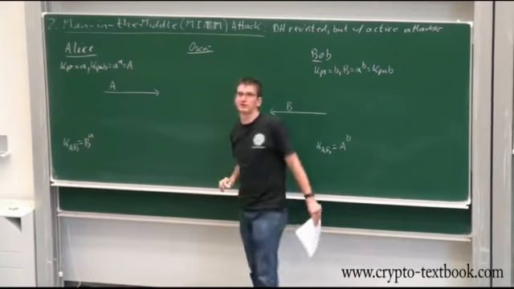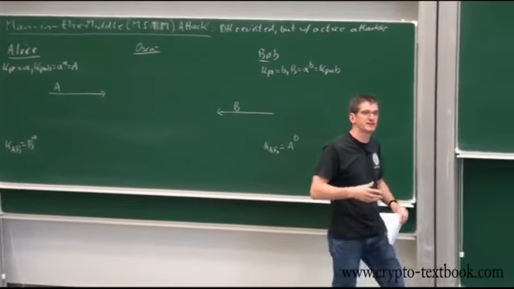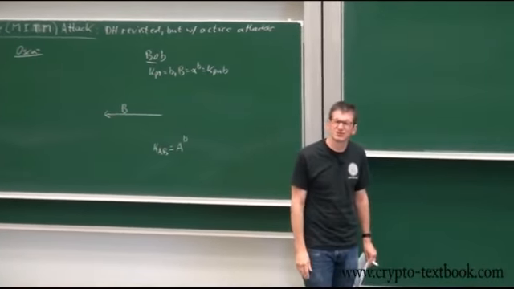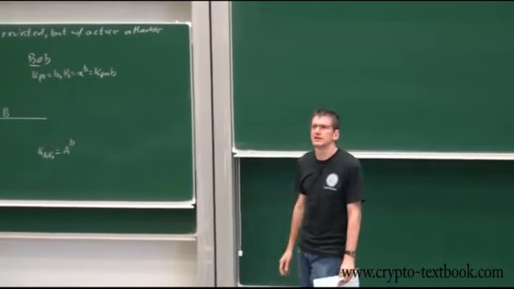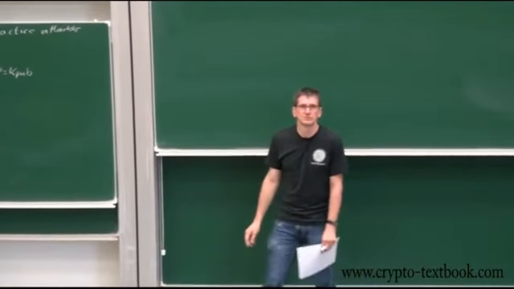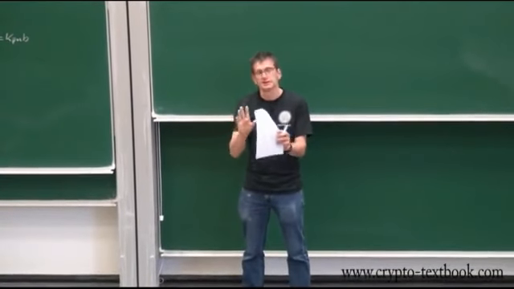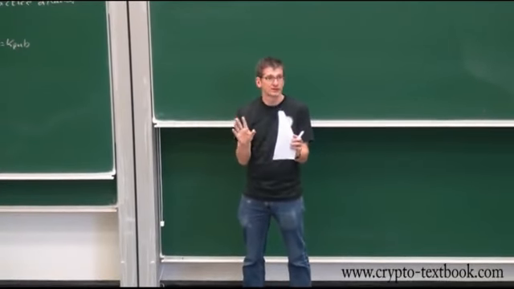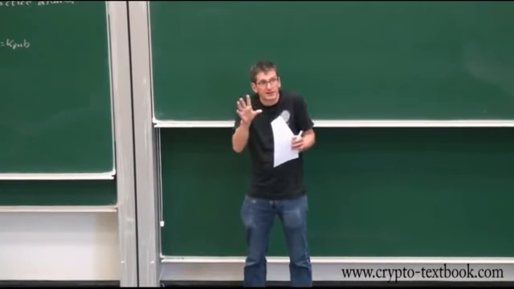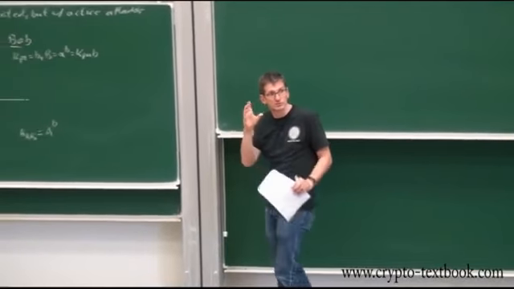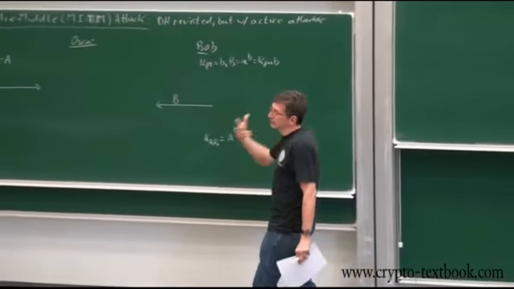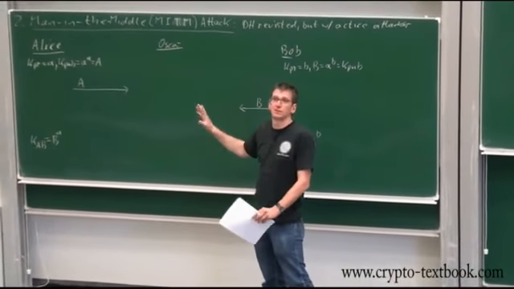So this works perfectly well if Oscar is passive. What is a passive attacker? What can a passive attacker do? He can only listen on the channel. Exactly. Listen only. As long as he can only listen, eavesdropping is a very fancy term, okay? So as long as he can only listen, this works nicely.